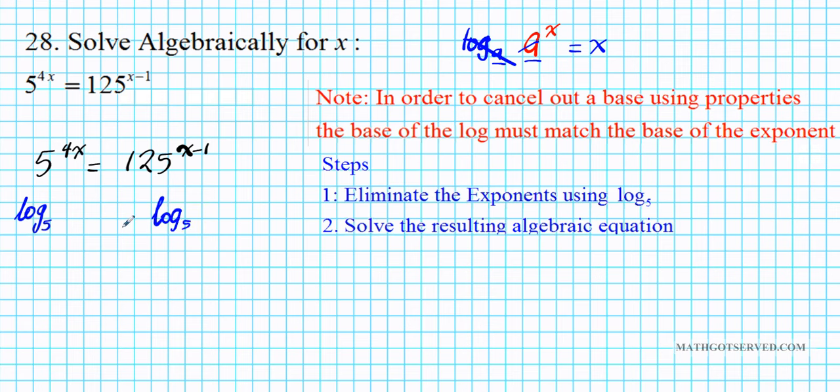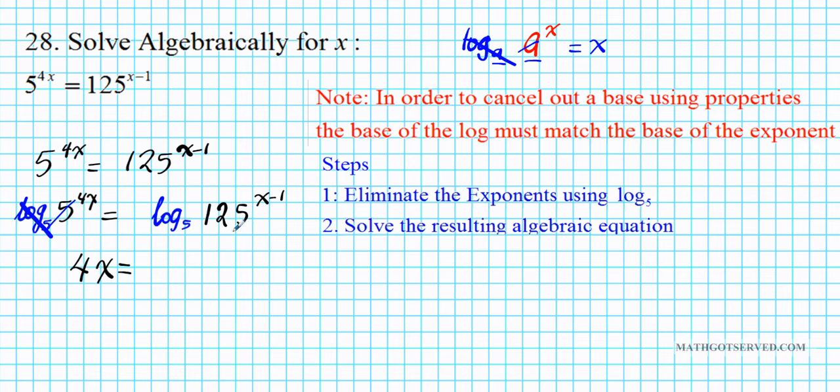Okay, on the left side, I'll take log base 5 of 5 to the 4x. On the right side, log base 5 of 125 to the x minus 1. Now on the left side, you notice that this cancels out nicely. So you have 4x. Now on the right side, in order for cancellation to happen, the base of the logarithm must match the base of this exponent right here.